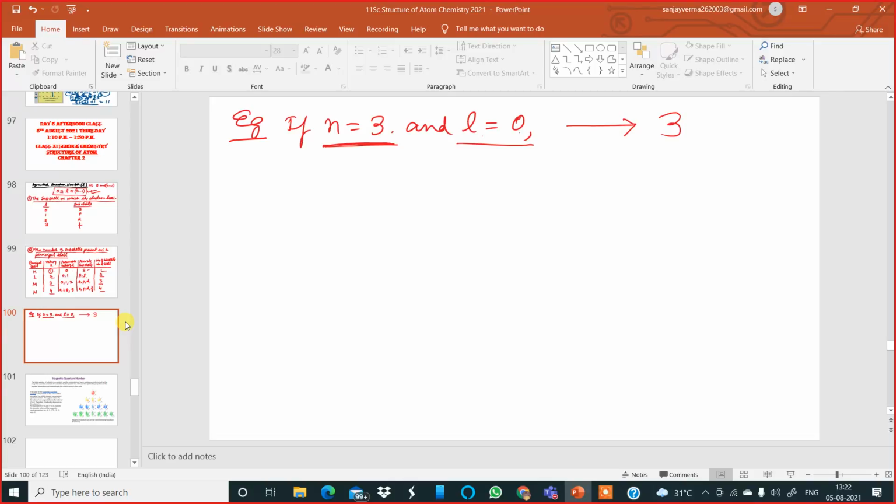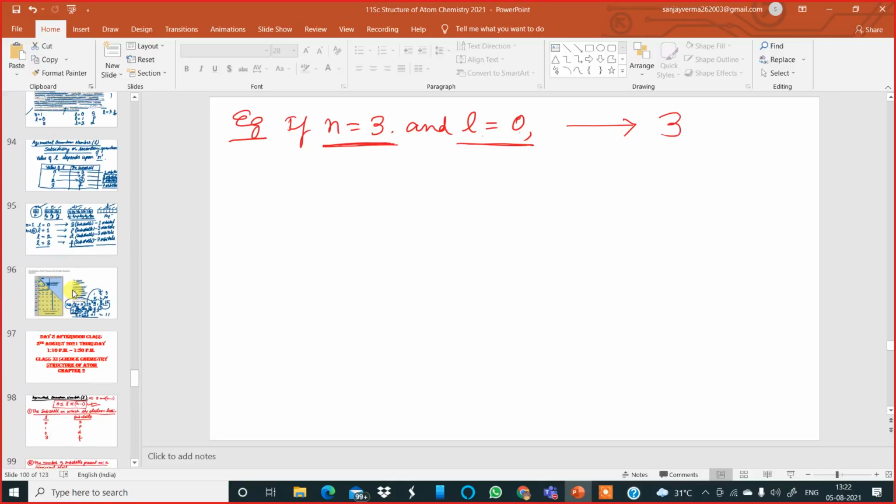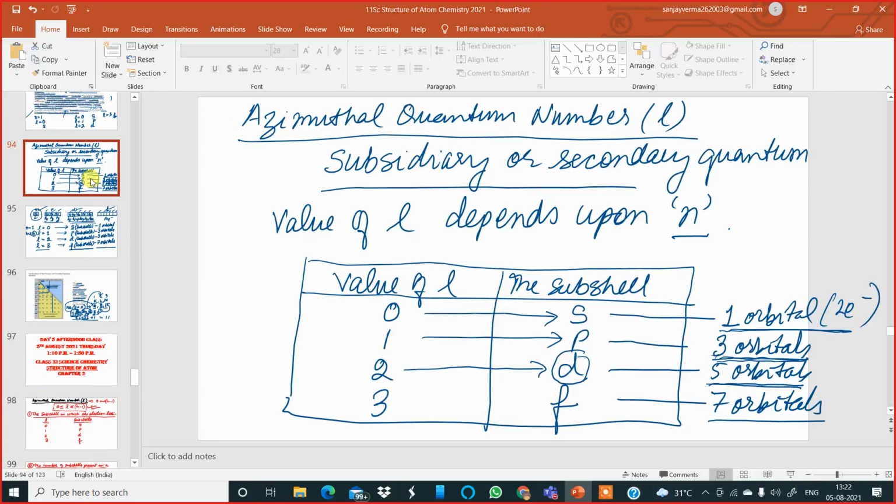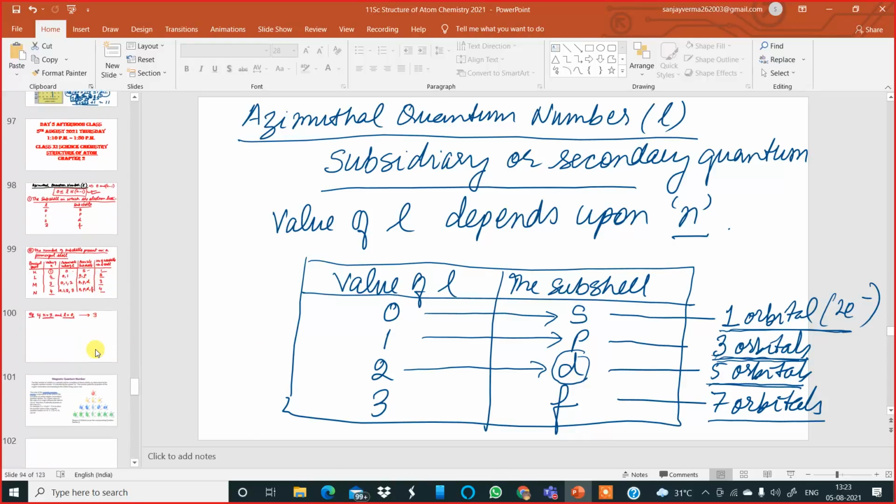For n is equal to 3, l equal to 0, which is the orbital or the subshell? Is it s or p or d or f? For l is equal to 0, which is the orbital I am talking about? Yes, I discussed this in the morning class also. S. Look over here. For l is equal to 0, the subshell is s. Are you getting it? That is what I am trying to explain over here.